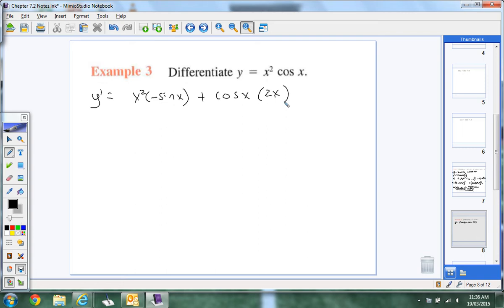Wait, why did the cosine go positive then? Why did it go to positive? Oh, sorry, never mind, I get it. It wasn't the derivative. Yes, correct.